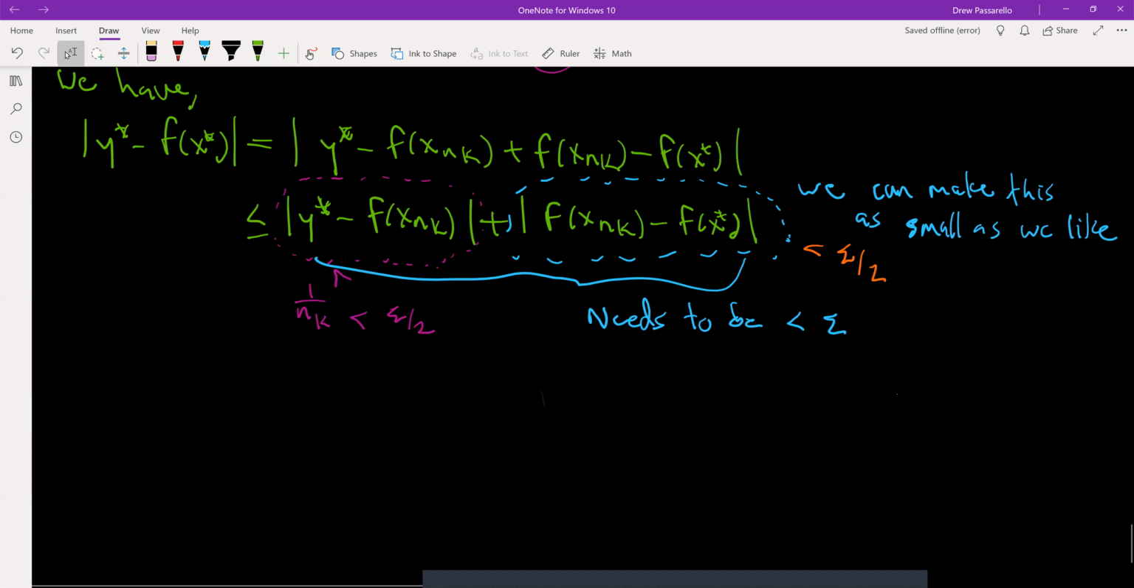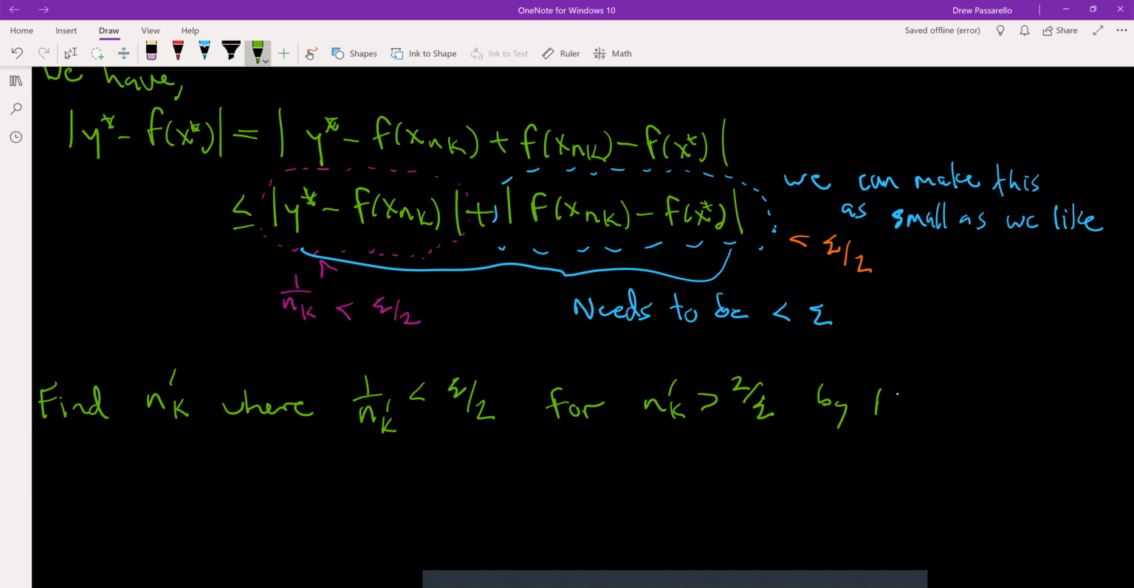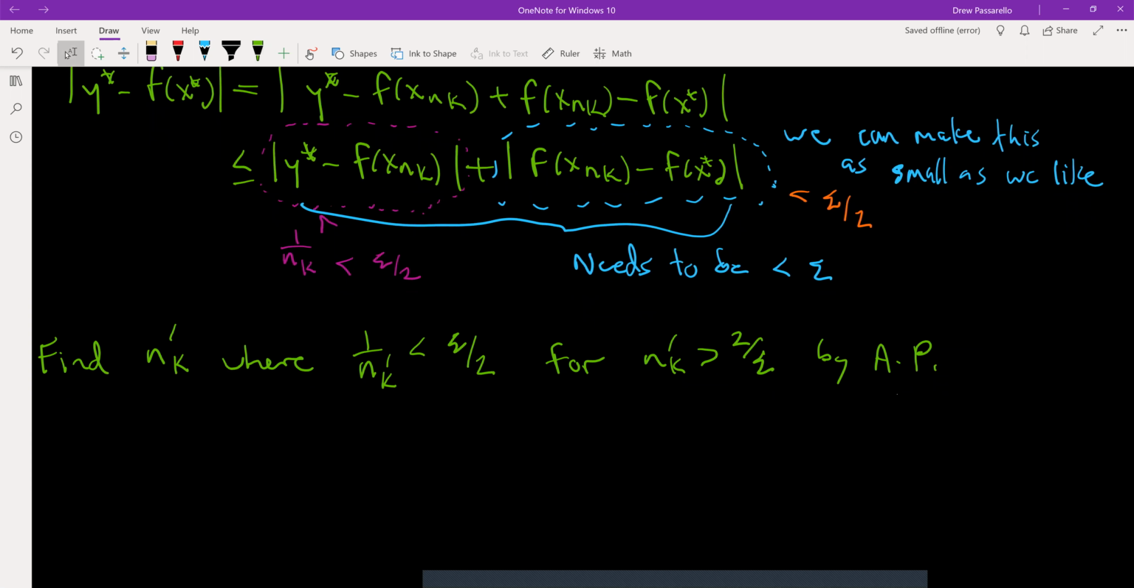Okay, so find, let's call it n_k prime, where 1 over n_k prime is less than epsilon over 2, or n_k prime greater than 2 over epsilon, by the Archimedean principle. Okay, so we'll use that for the first thing.